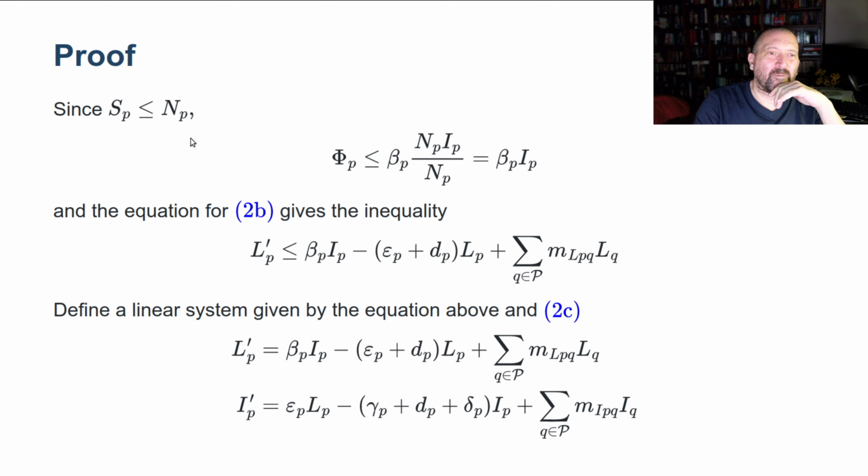And how do you do that? Well, remember I said you can pick your incidence functions to make things work. The incidence function we picked here, the proportional one, works. And why is that? If you look at the incidence, you can see that you can write it this way because all the S's are less than the N's by construction. Then this means that the incidence function is always less than this. And so that means that there is a differential inequality for the L prime equation. L prime is actually less than this quantity. And you can define a linear system that has this equation as the equation for L prime.